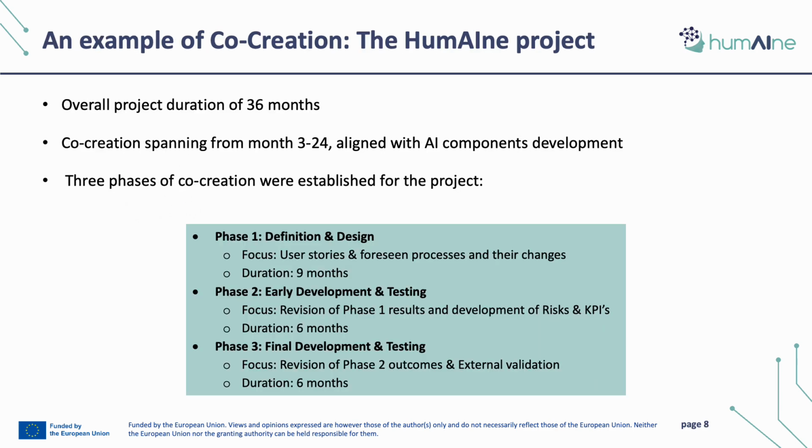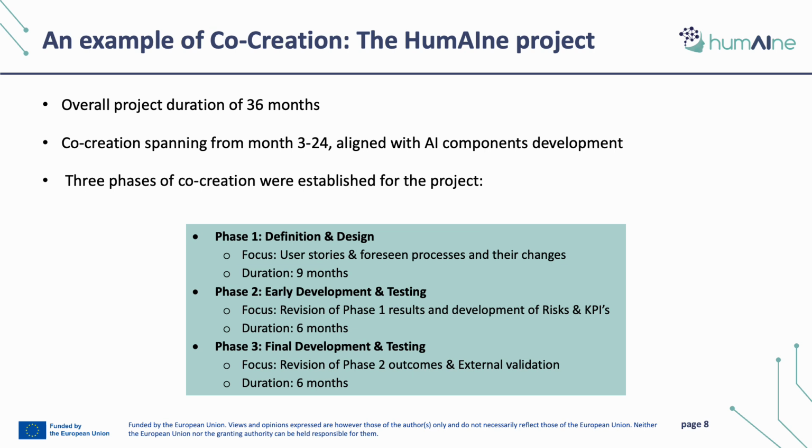The overall HumAIne project lasted 36 months, and co-creation activities were integrated throughout a large part of it, specifically from month 3 to month 24. These sessions were closely aligned with the development of the AI components. To structure the process, the project was divided into 3 co-creation phases. Phase 1 was definition and design. Here, the co-creation focus was on developing user stories and mapping out the processes, including the changes that were expected. This phase lasted 9 months.